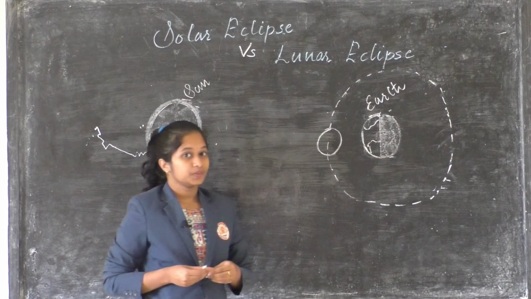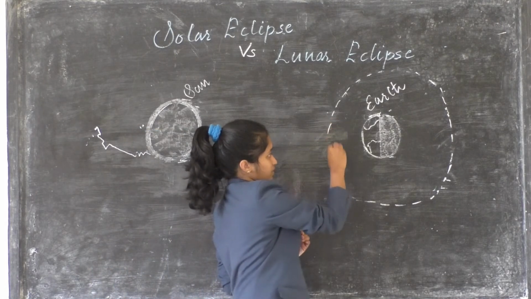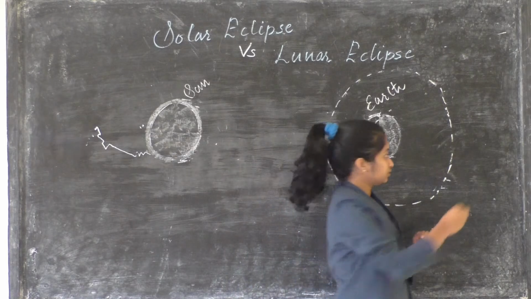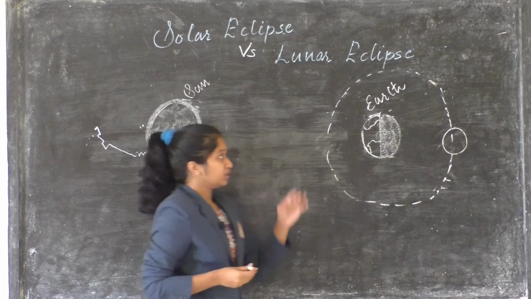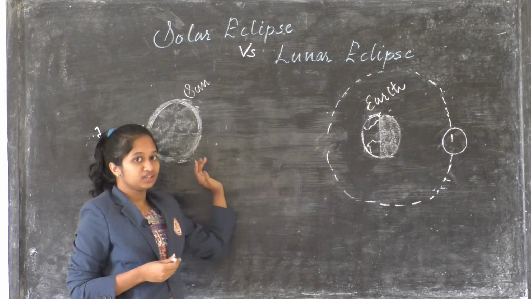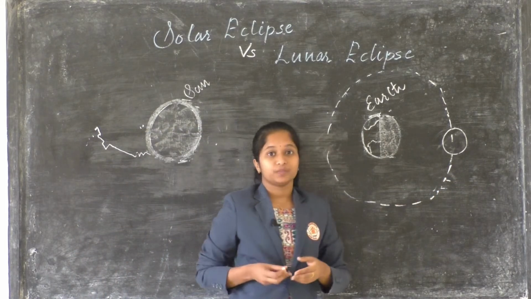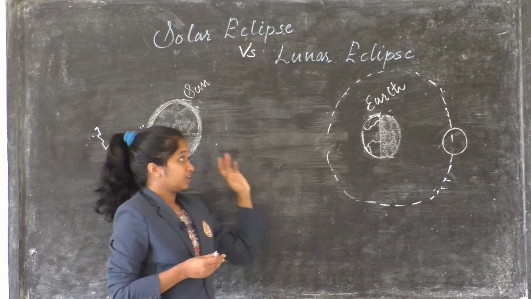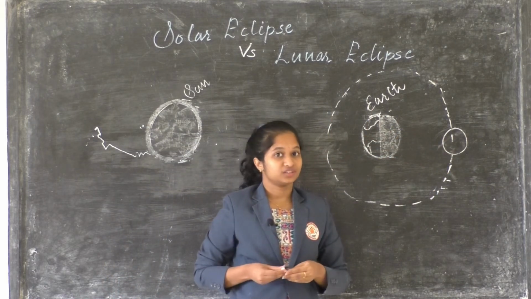And what about lunar eclipse? In the case of lunar eclipse, the moon comes here. That means the earth comes in between the sun and the moon. So what happens? The sunlight cannot directly fall on the moon. So the moon becomes darker.